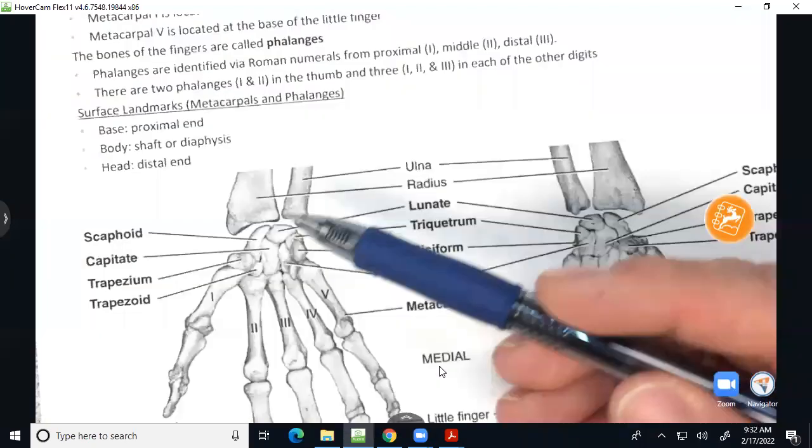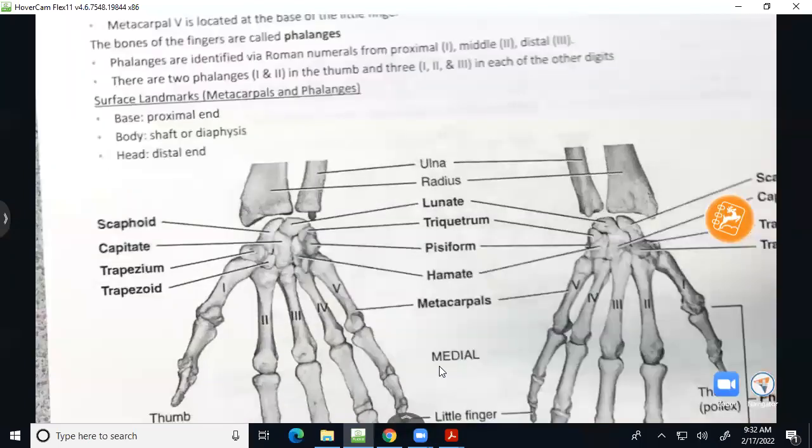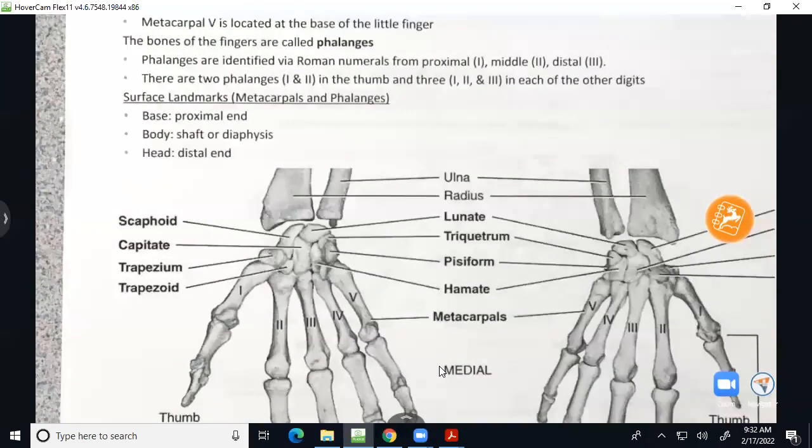A lot of these are named for their shape. I remember reading in a textbook that scaphoid is a version of the word skiff, which refers to the fact that it looks like a boat. Trapezoid, you can probably guess, looks like a trapezoid. So a lot of them are Latin-based names for shapes.